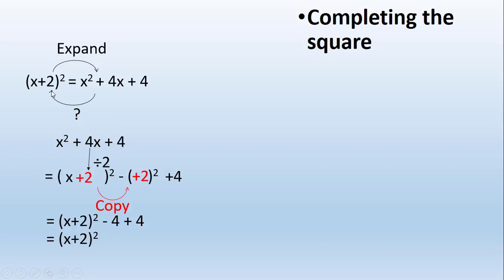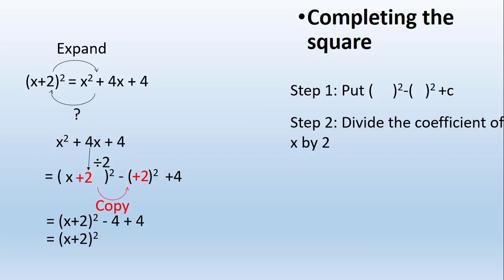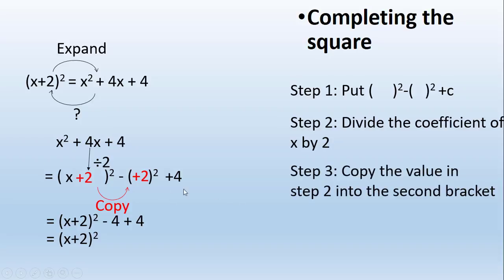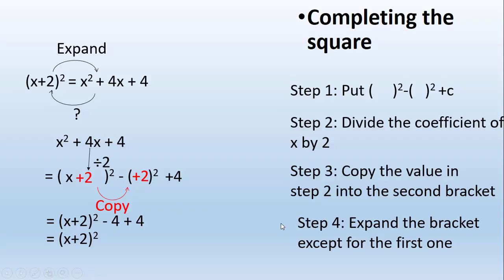So let's repeat the steps. In conclusion, the first step if you see an equation is we put bracket square minus bracket square plus the constant at the back. Then you divide the coefficient of x by 2. In this case, 4 divided by 2, you pull it down. Then you copy the value you got here, the 2, all the way to the second bracket. After that, you expand the bracket except for the second one, then you get the answer. I hope that makes sense.